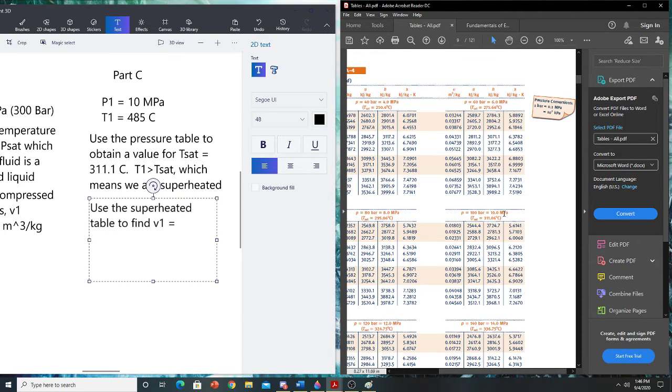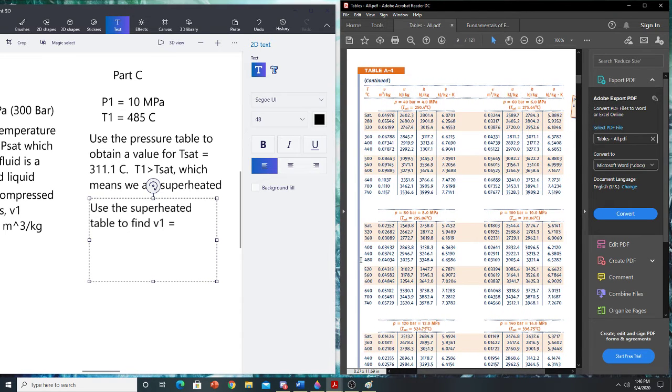So 10 megapascals, and then we have to go down to our temperature, which right here says 480 to 520, so our number is in between. Here you could interpolate, or since I didn't interpolate, you could just look at these two ranges and use some basic midpoint kind of averaging if you wanted to.